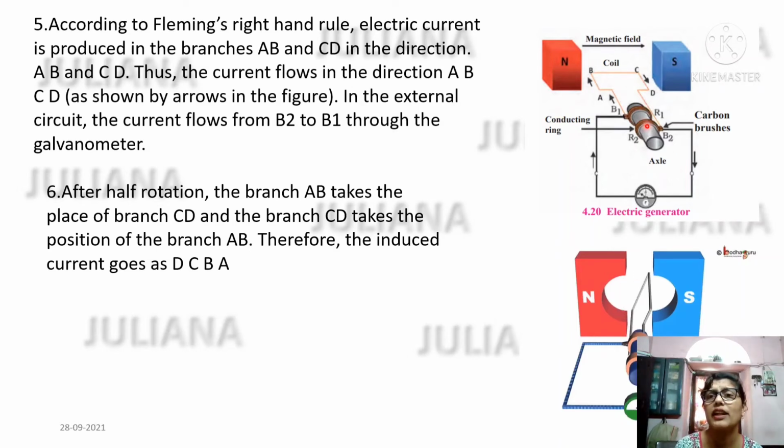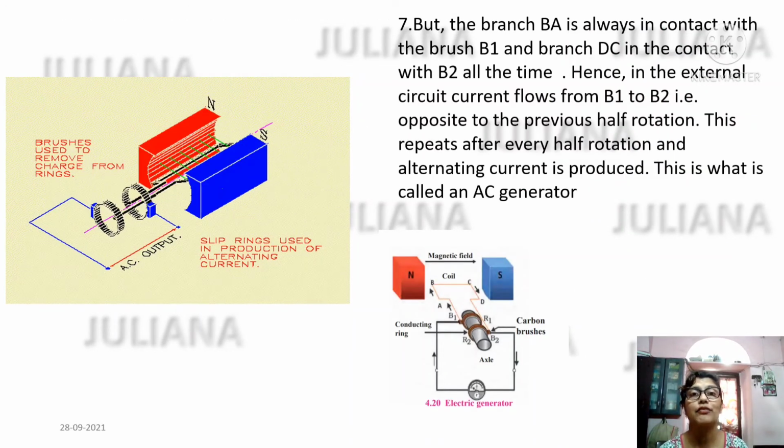Therefore, the current will go in this direction for half a turn and in this direction for the second half of a turn. So after every half rotation, AB takes the place of CD and CD takes the position of AB, and therefore the induced current, instead of going A, B, C, D, B2, B1, will go D, C, B, A, B1, B2. So that will be the direction of the induced current after every half turn.